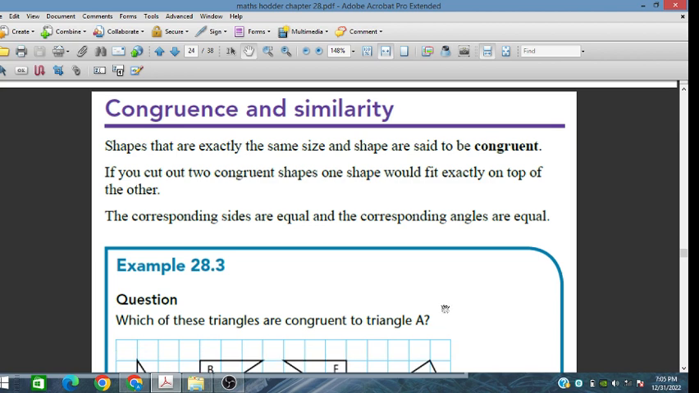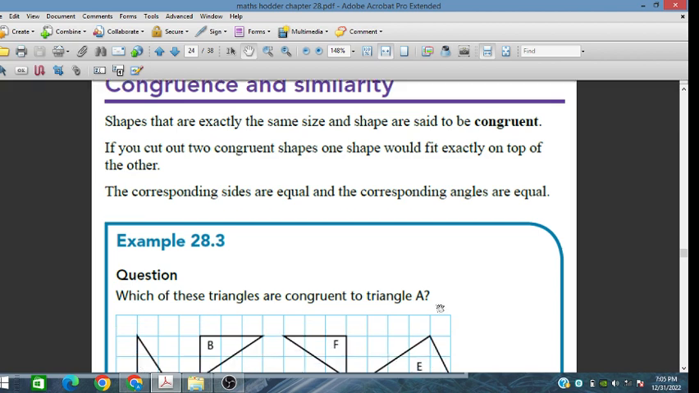Now, in the next session, we will discuss congruence and similarity, a very important subject.